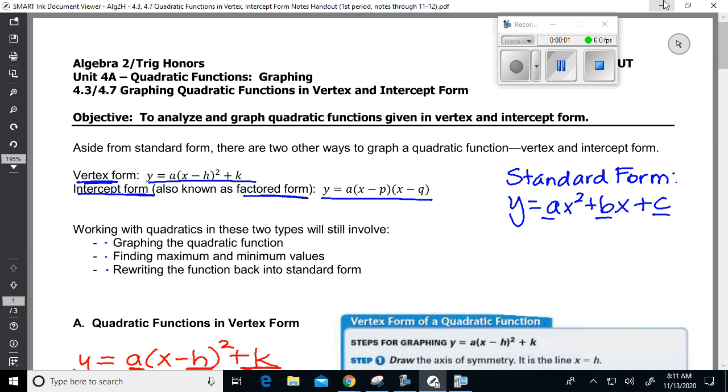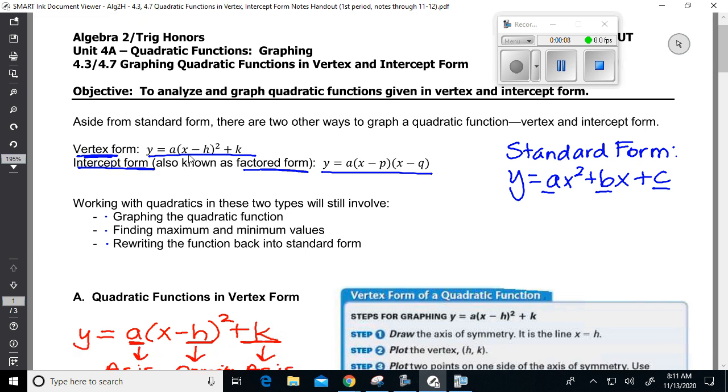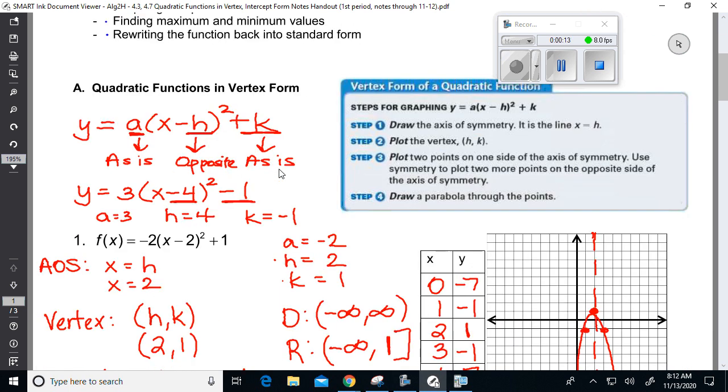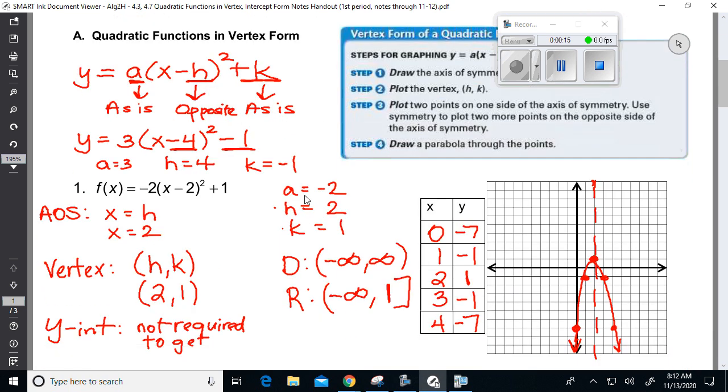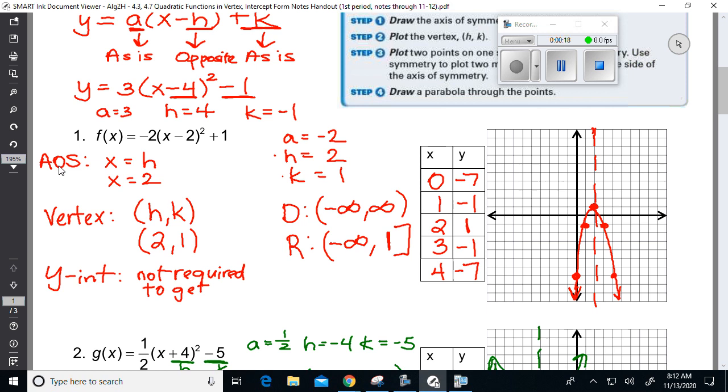So yesterday, we navigated our way through vertex form, which is y equals a parentheses x minus h squared plus k. As we were graphing, we saw that the axis of symmetry is just the h value. The vertex is the h and the k value put together. The y-intercept, you're not required to find it. Granted, if you were to find it, you would plug 0 in for x and then solve out the function.